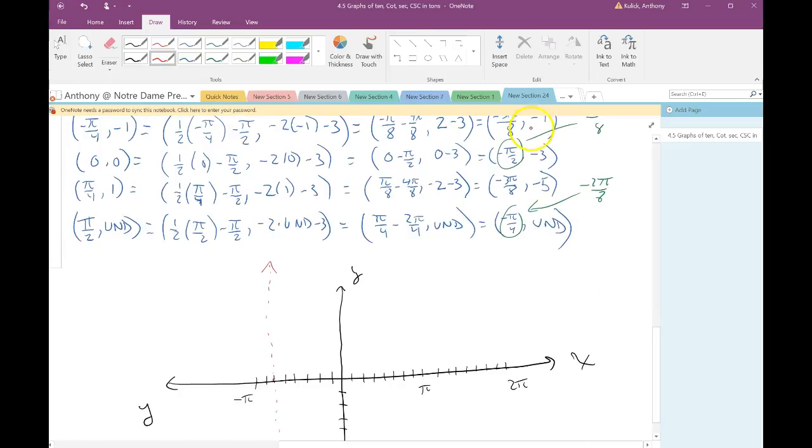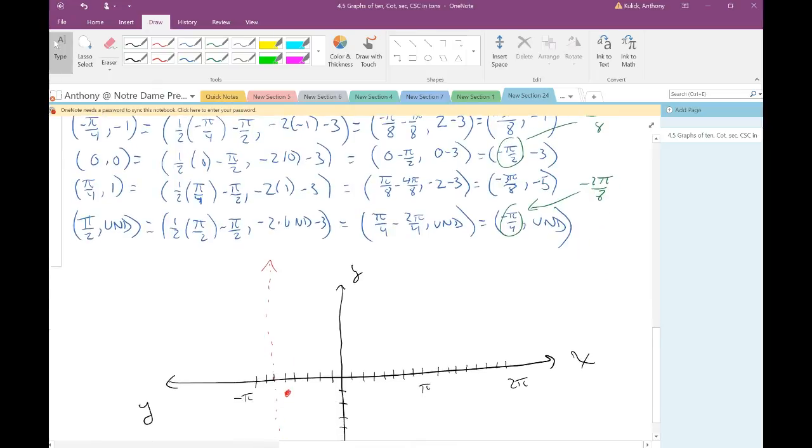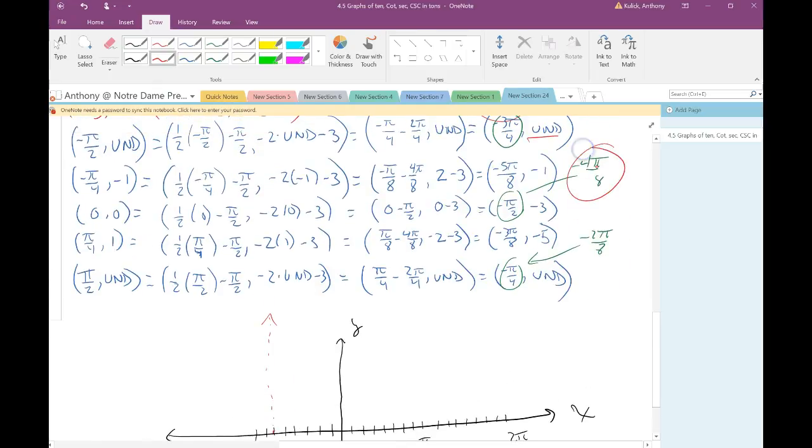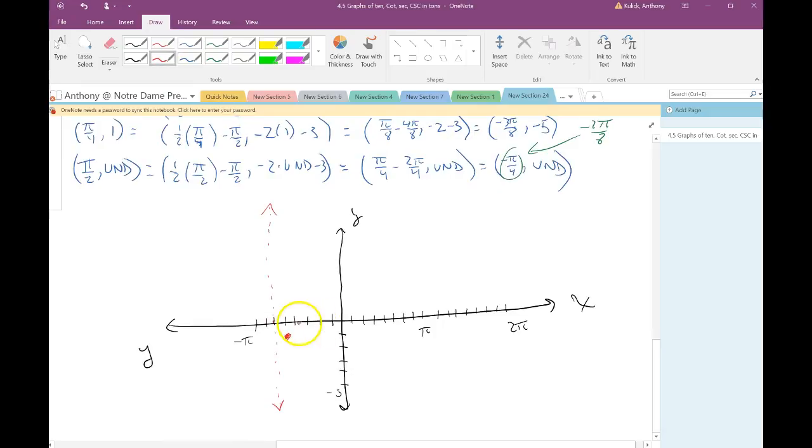Then I'm going to do negative 5 pi over 8, negative 1. So I'm just going to count 5 over and go down 1. And then I'm going to do negative 4 pi over 8, negative 3. So I'm going to count 4 to the left and then down 3.